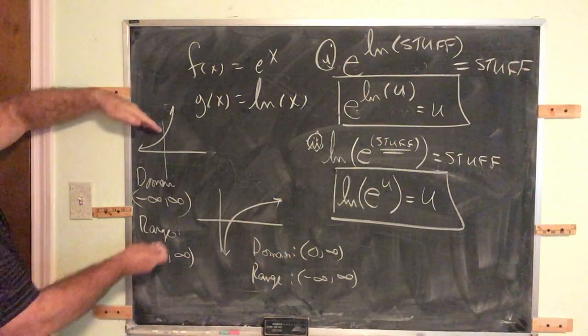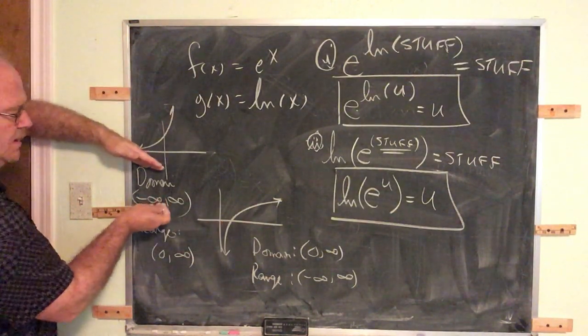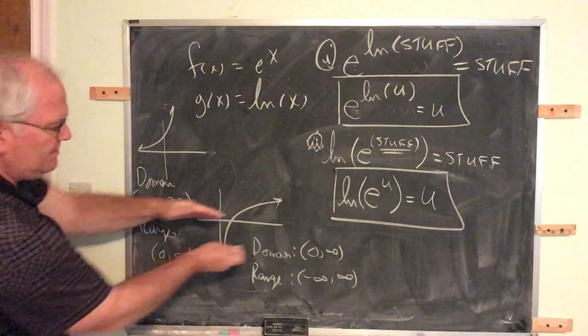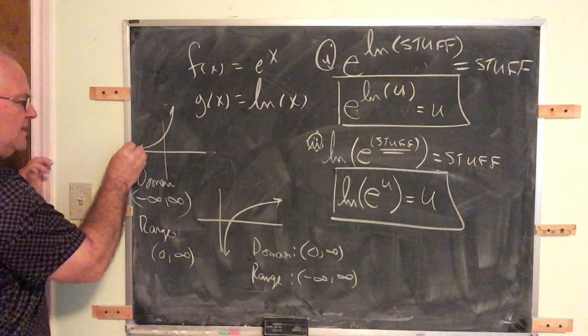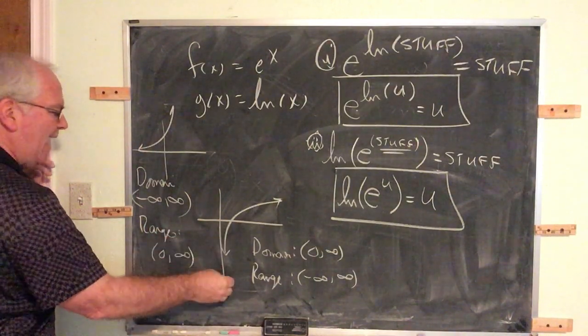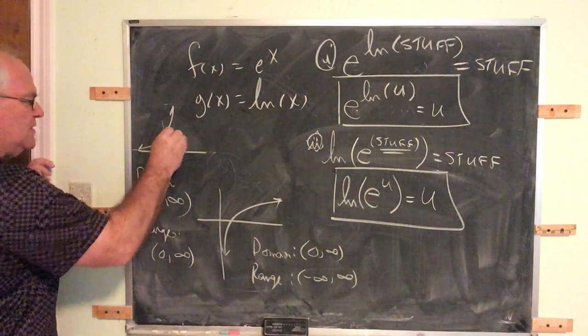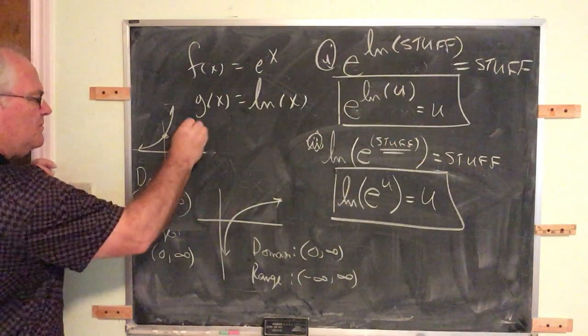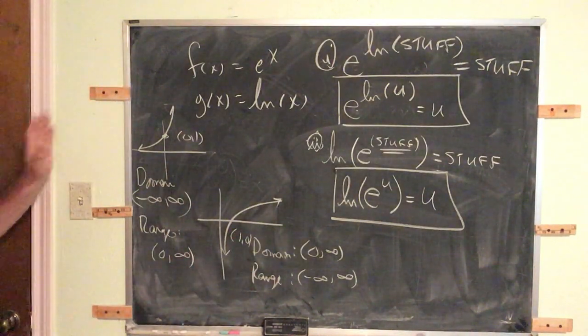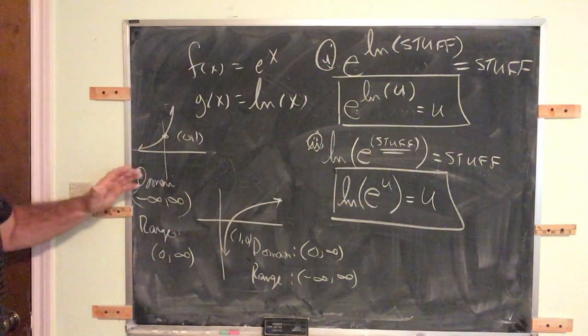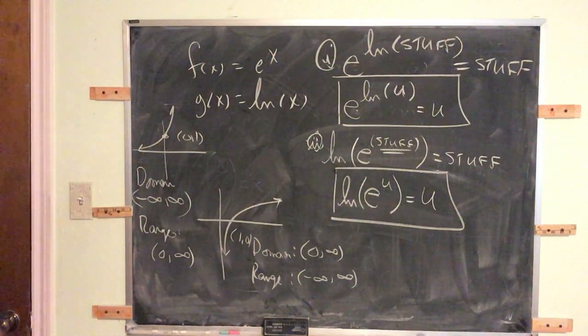And again, notice what happens with inverse functions. What was x becomes y, what was y becomes x. This is asymptotic to the x-axis negative, this is asymptotic to the y-axis negative. This passes through the point 0, 1. This passes through the point 1, 0. And so all these properties are inherited because these are inverse functions.